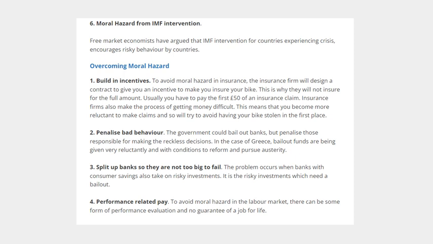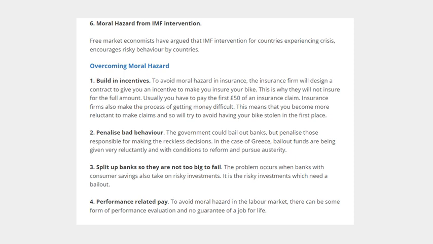Overcoming moral hazard. 1. Build in incentives. To avoid moral hazard in insurance, the insurance firm will design a contract to give you an incentive to take care of the bike you insure. This is why they will not insure for the full amount. Usually you have to pay the first £50 of an insurance claim. Insurance firms also make the process of getting money difficult. This means that you become more reluctant to make claims and so will try to avoid having your bike stolen in the first place.